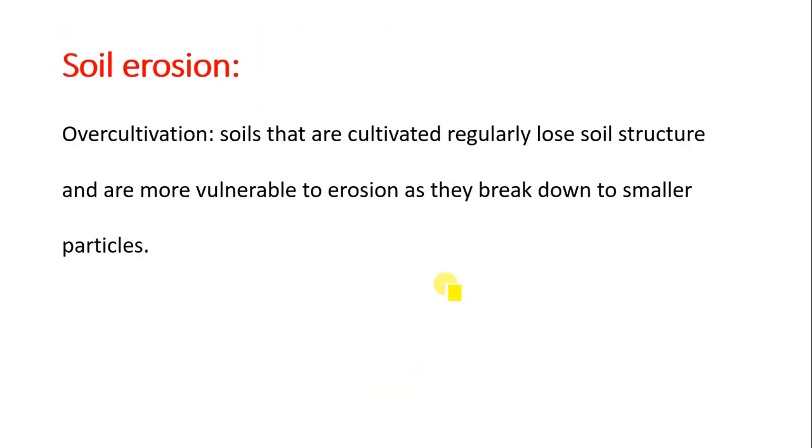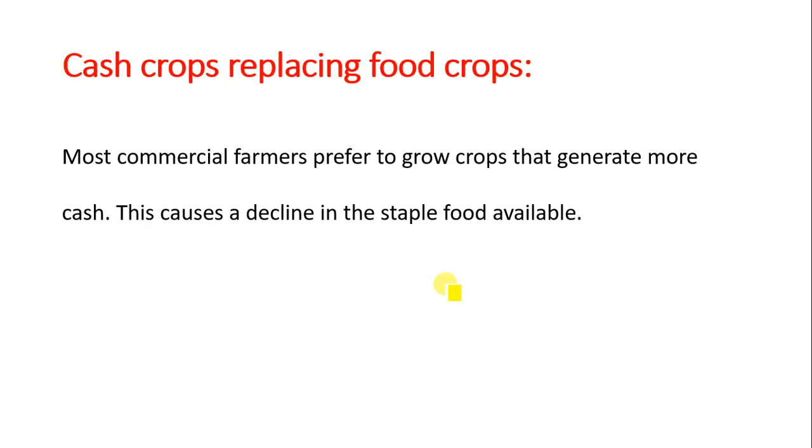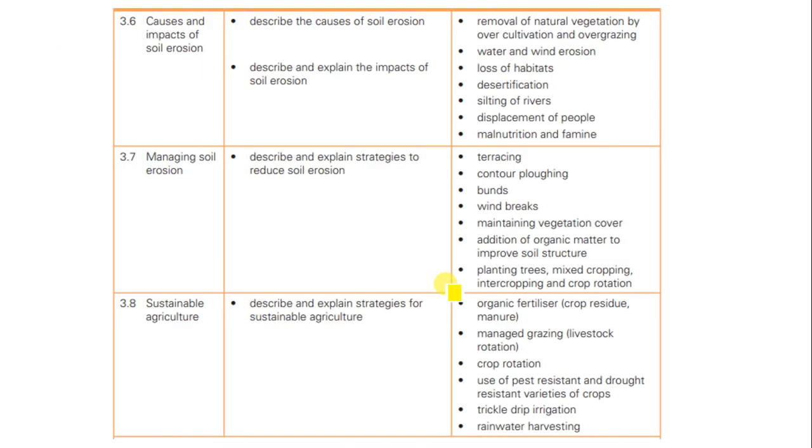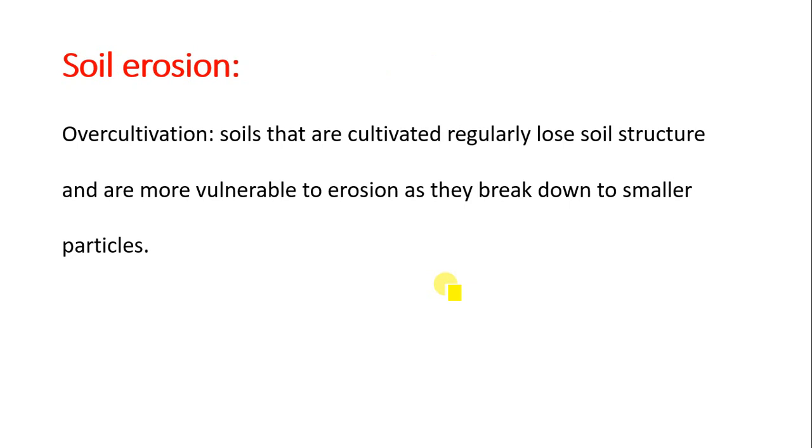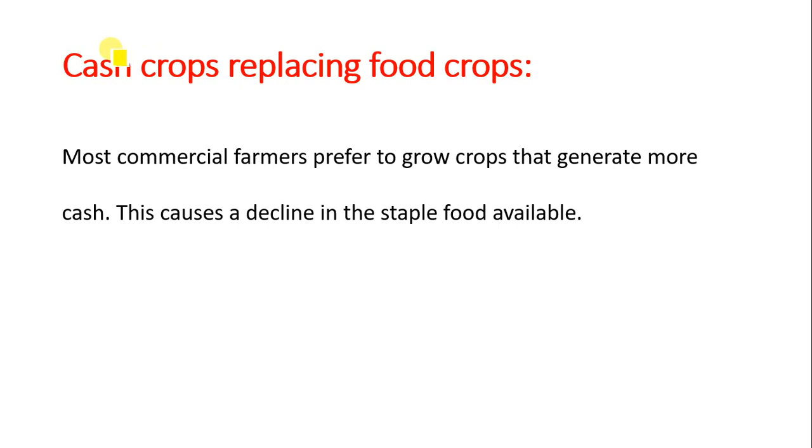Now, soil erosion is also a problem. Overcultivation: soil that is cultivated regularly loses its soil structure and is more vulnerable to erosion as it breaks down into smaller particles. Cash crop replacing food crop is also a problem, where most commercial farmers prefer to grow crops that generate more cash. This causes a decline in staple food available.